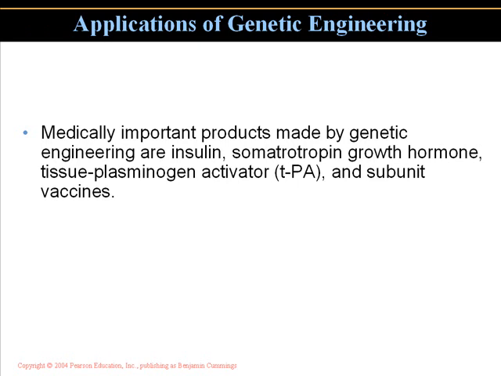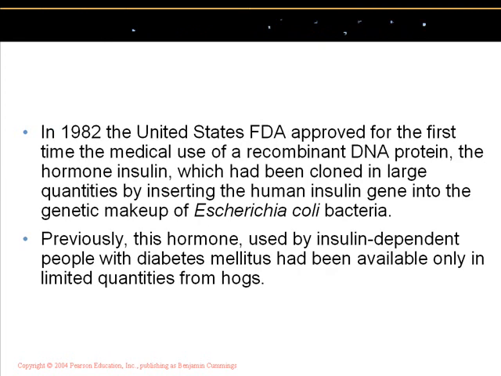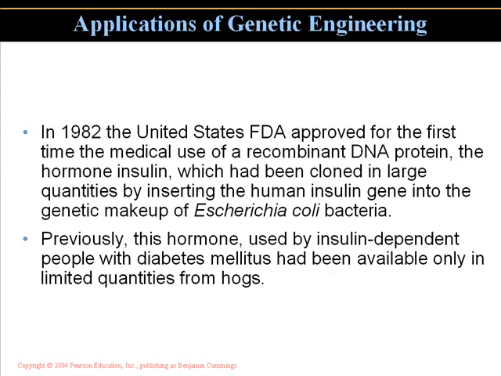And then vaccines, we already talked about flu vaccines and stuff that are produced, again, genetic applications, genetic engineering. So everything we talked about today brings you to this point. What are the applications that we see in a clinical setting? Medically important products include insulin, somatotrophin, growth hormone, tissue plasminogen activator, subunits of vaccines. We already talked about insulin and all those other things.